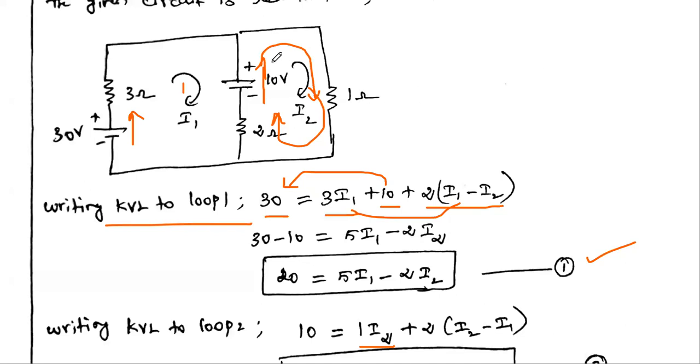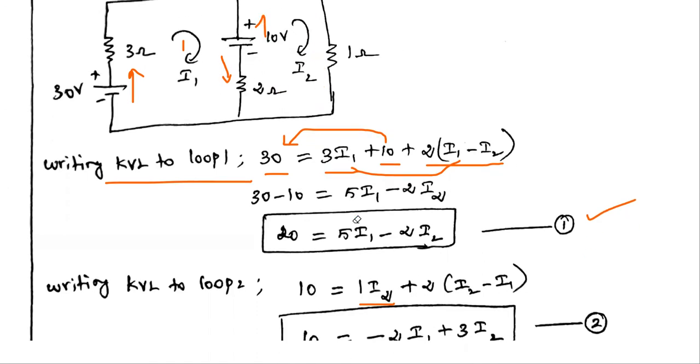So writing the KVL equation for this loop 2. This 10 is a voltage rise. Then when we are coming here, 1 into I2 is a drop. And when we are coming here, the 2 ohm resistor is common for loop 2 and loop 1. So these two currents are flowing in opposite direction. So the voltage drop is 2 into (I2 minus I1). Okay. So this is the second KVL equation.